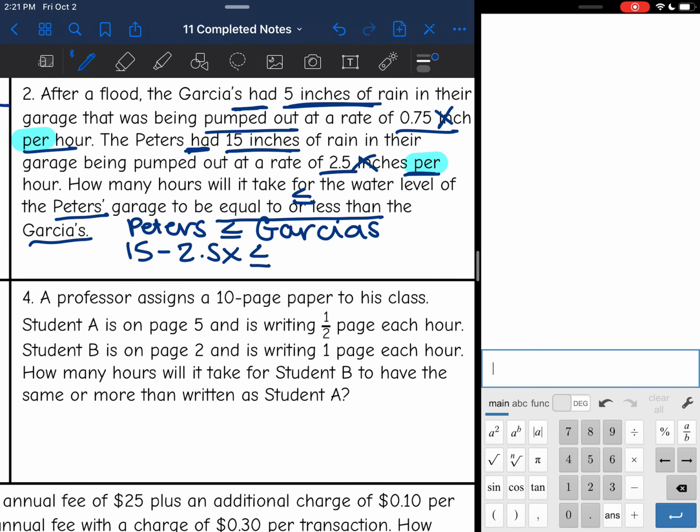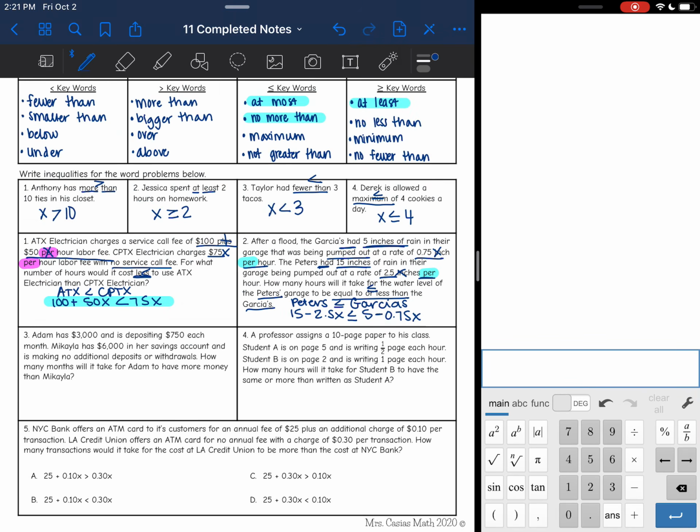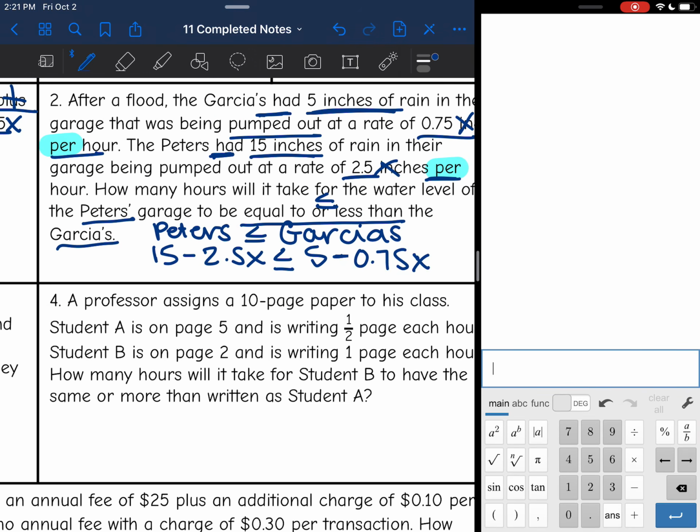The Garcias had 5 inches of rain and it is being pumped out, so taken away, 0.75 per hour, so x. So there is our inequality.